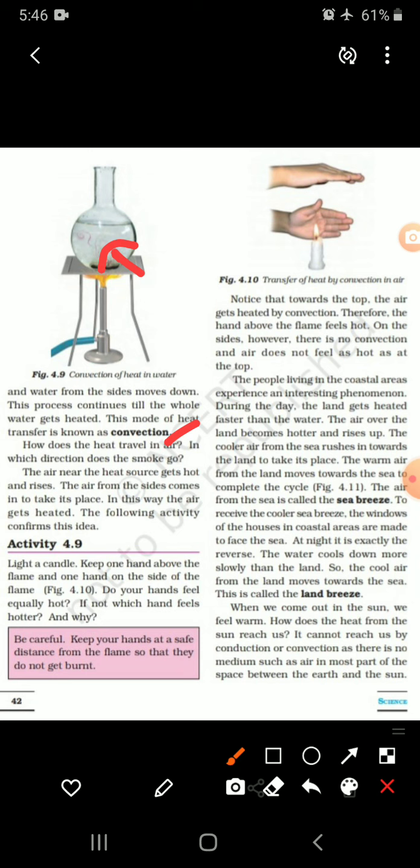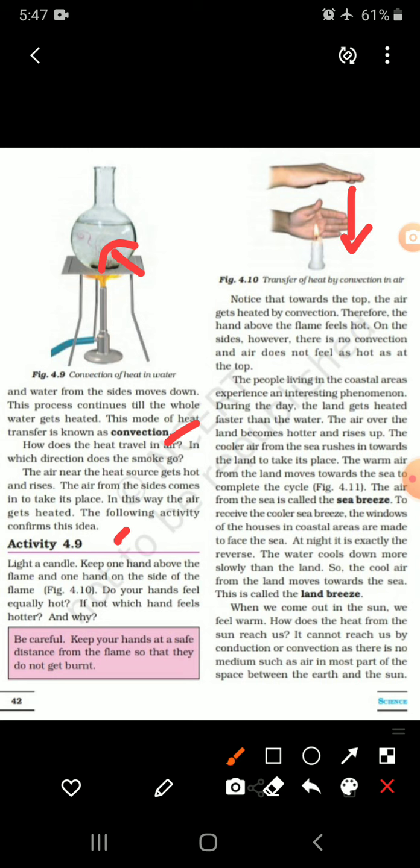Okay, the air near the heat source gets hot and rises. The air from the sides comes in to take its place. In this way, the air gets heated. The following activity confirms this idea. Now activity 4.9. Light the candle, keep one hand above the flame and one hand on the side like this. Do your hands feel equally hot? You will observe that they are not equally hot.